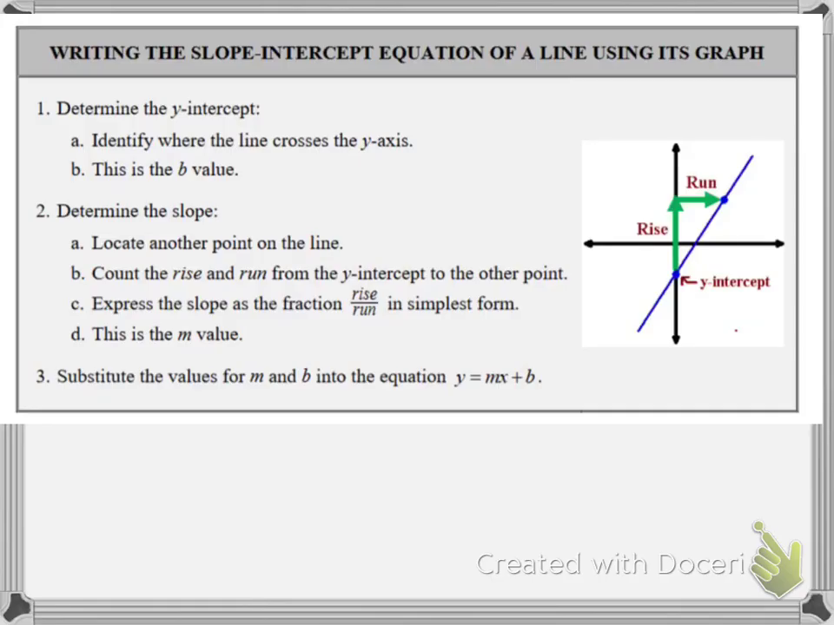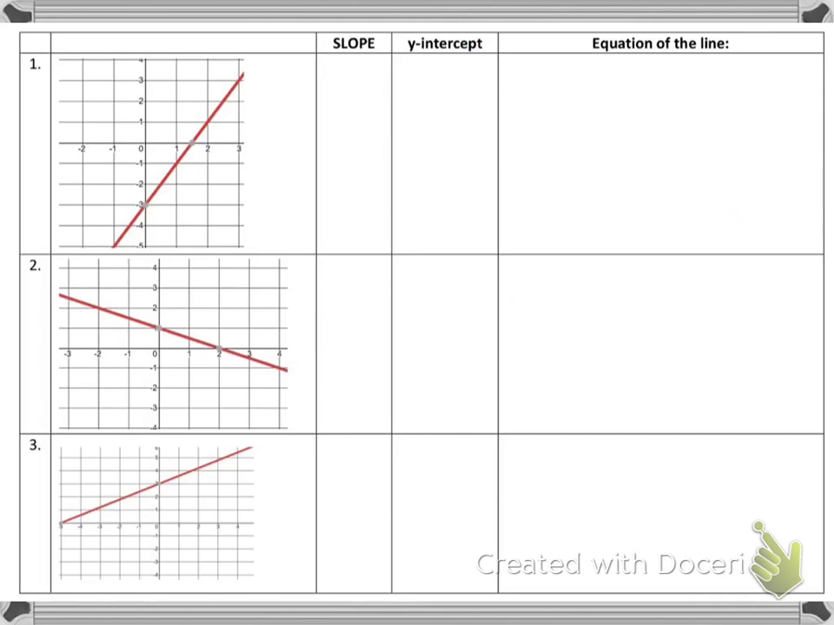As you can see, the general strategy here is to find the y-intercept and the slope. Again, you can do that in any order, and then substitute those values for m and b into your equation. Let's do some more examples.